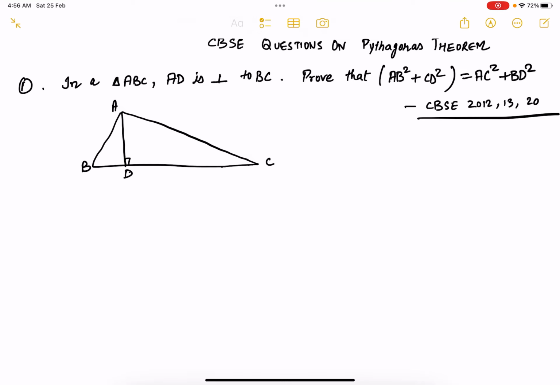Hello students, in this video we'll look into some of the CBSE questions which were asked on Pythagoras theorem. So let's begin with question number 1.